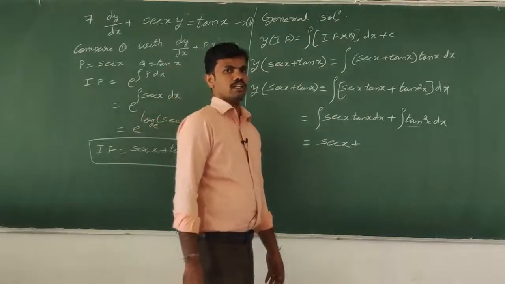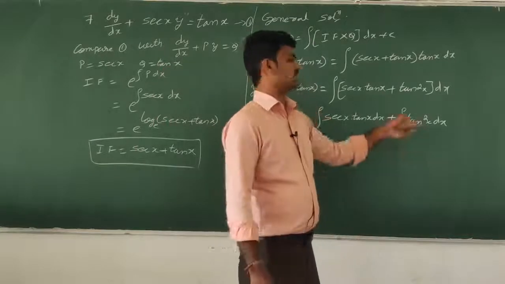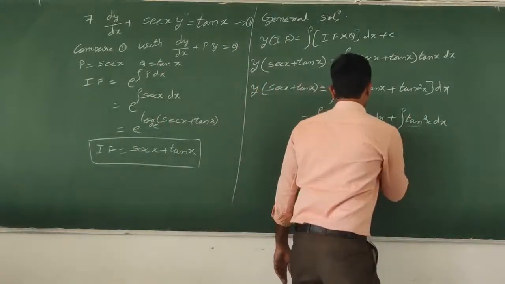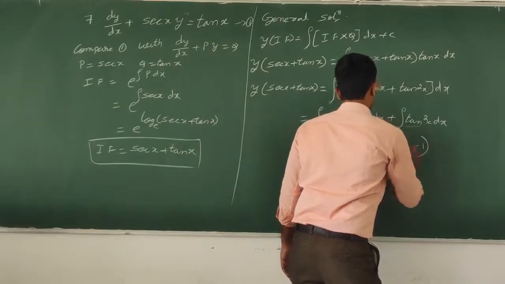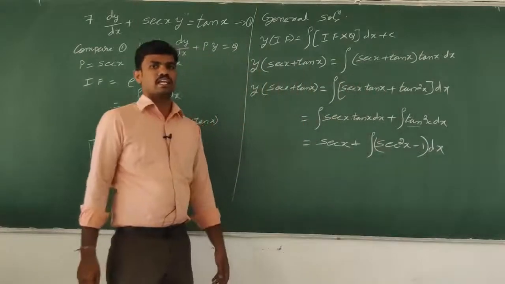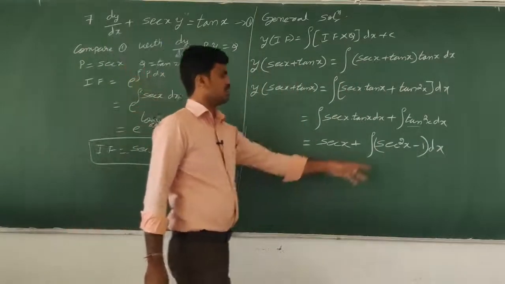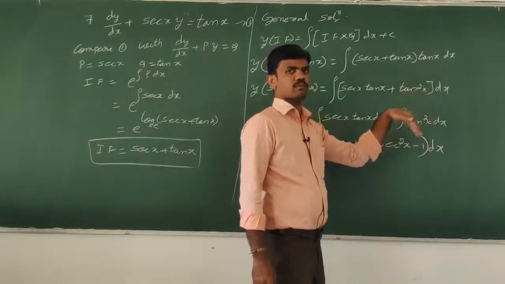That's why, by using some trigonometric identities, this tan square x can be written as integration of secant square x minus 1 whole dx. Because we know that 1 plus tan square x is secant square x, then tan square x is equal to secant square x minus 1, and on transposing, it becomes minus 1.